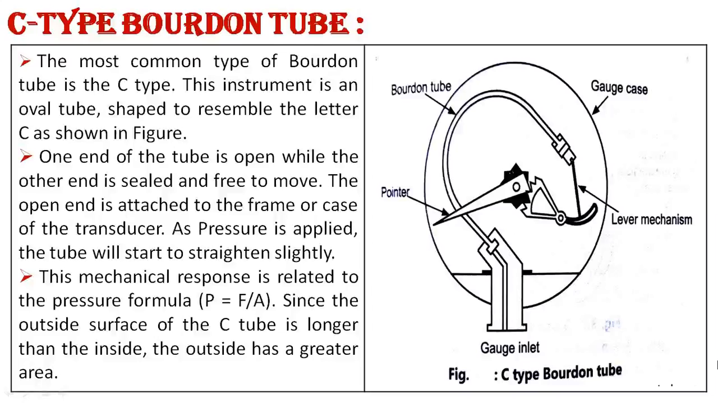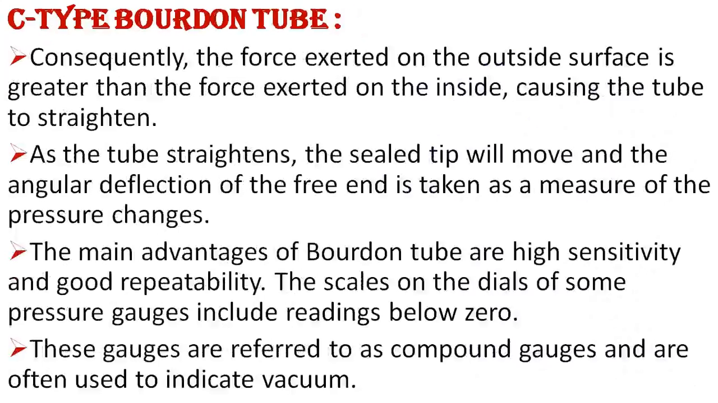Pressure is equal to force upon area. Since the outside surface of the C tube is longer than the inside, the outside of the C tube has a greater area. Consequently, the force exerted on the outside surface is greater than the force exerted on the inside, causing the tube to straighten. When it straightens, the pointer changes and you get the pressure scale.